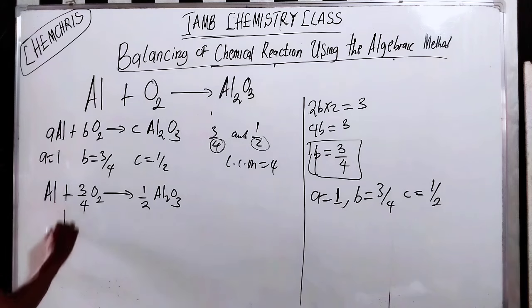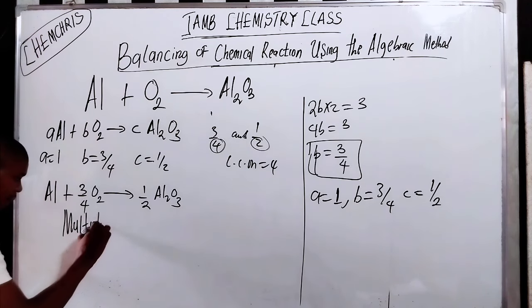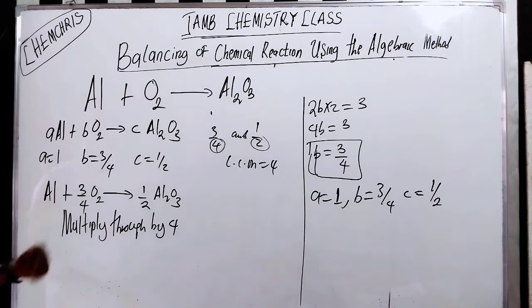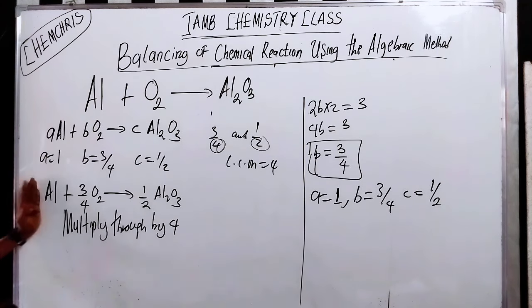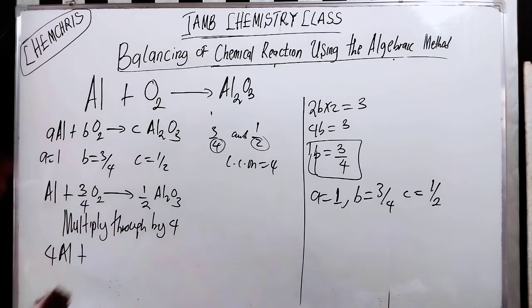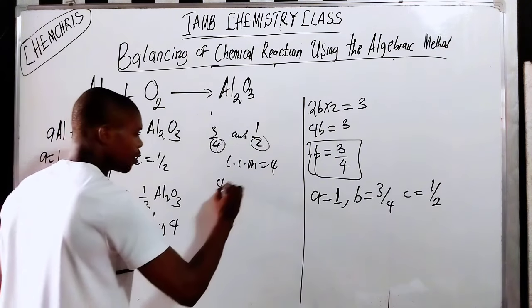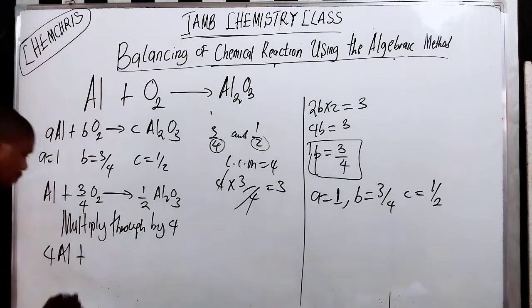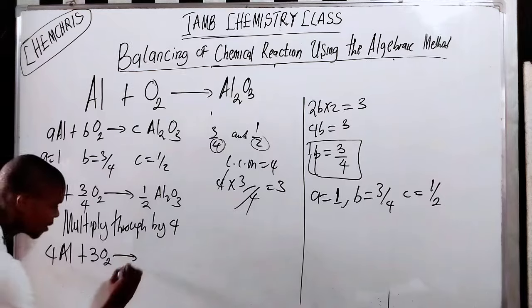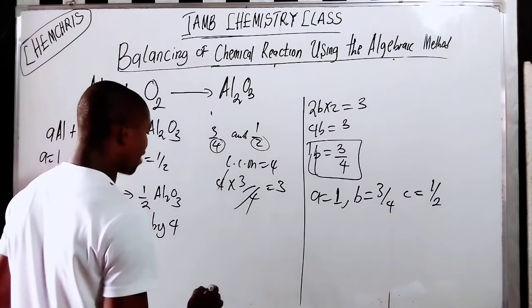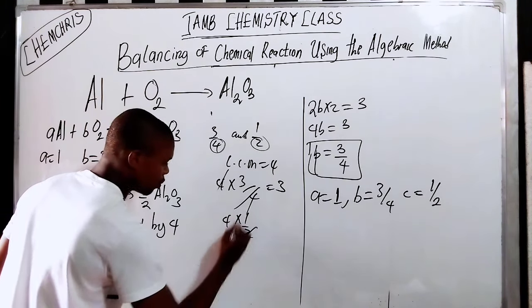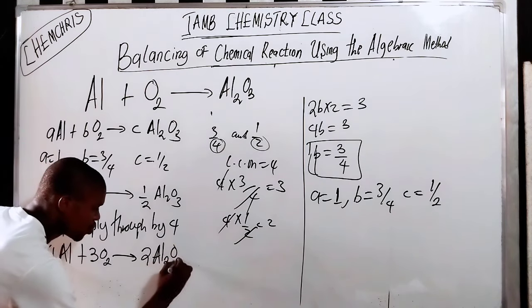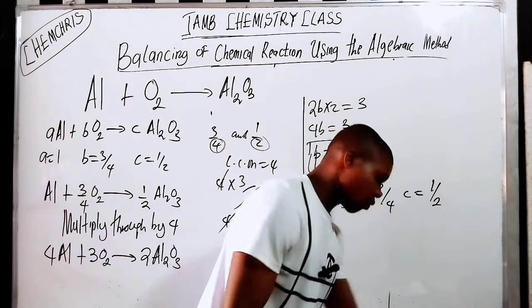So I will multiply by the LCM. If I multiply by 4, what am I going to get? 4 times 1 here is going to be 4Al plus 4 times 3 over 4. 4 goes into 4, what I have left is 3, so it'll be 3O2, right? Now, 4 times 1 over 2, that's 2, so it'll be 2Al2O3. That is it.